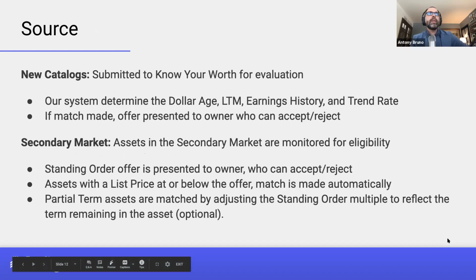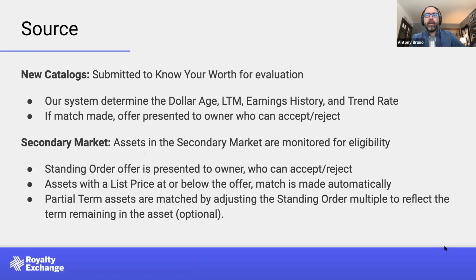All right, great. So maybe talk a little bit about where the source of these catalogs that we're matching standing orders to come from, again with this eligibility in mind. Okay. Well, let me start off with what everyone knows already first, which is the secondary market. If there's something for sale in the secondary market, and it meets the order that you have in a standing order, then that match is just made.